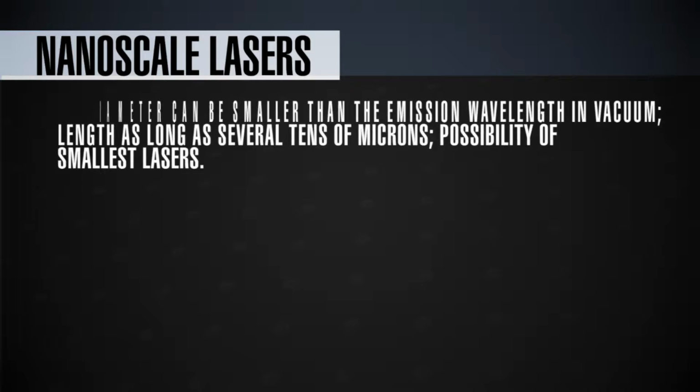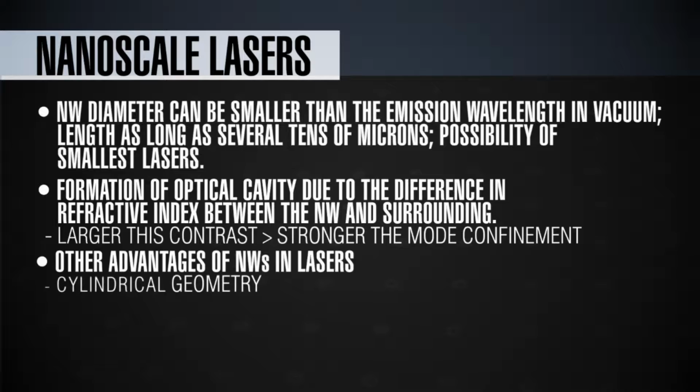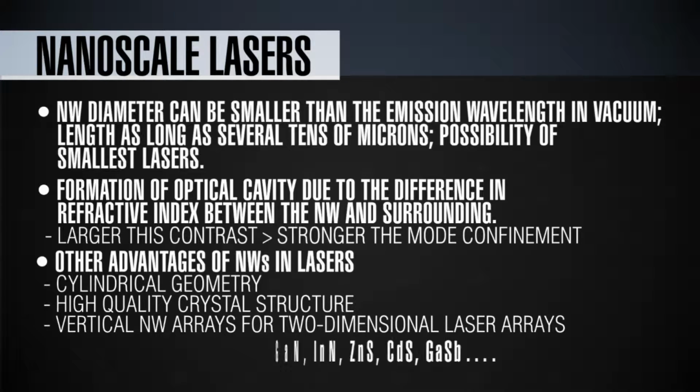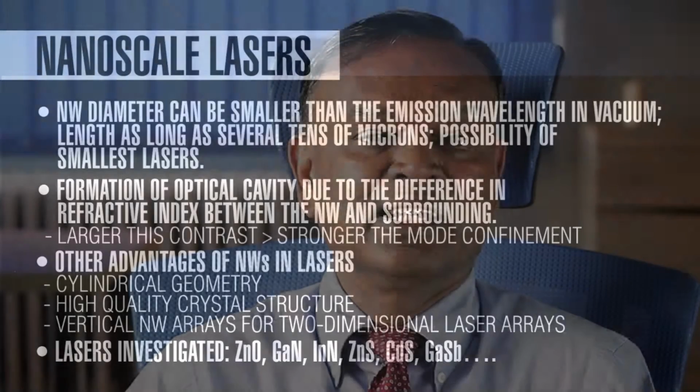The next set of applications I'm going to focus on includes optoelectronic devices, for example, nanoscale lasers. The nanowire diameter can be smaller than the emission wavelength in vacuum, and you can make the length as long as a few tenths of microns. So this allows you to make very small lasers. The optical cavity formation is due to the difference in the refractive index between the nanowire and its surroundings. If you make the difference larger, then it's possible to achieve stronger mode confinement.